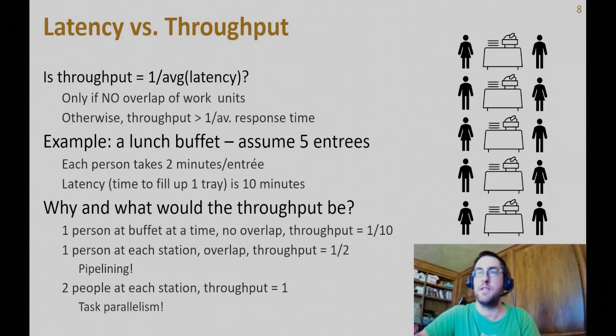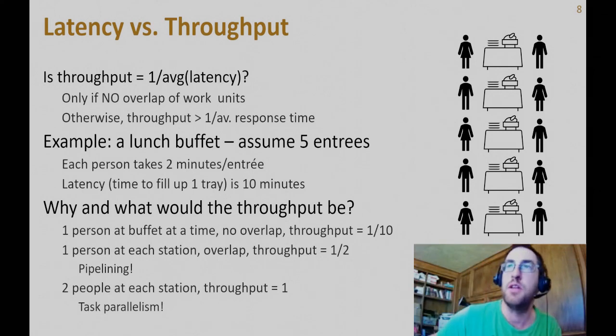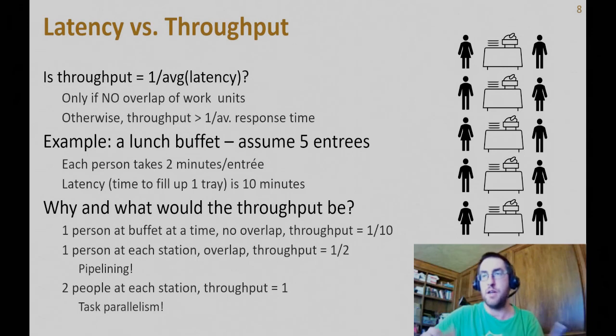So how do we increase our throughput? We build a pipeline. We spread our buffet tables out so that we can have individuals going through in a pipeline. One person at each station, we're now overlapping our work units. So the work being done is one tray every 2 minutes, right? Every 2 minutes, someone completes the last station. And so our throughput is 1/2.